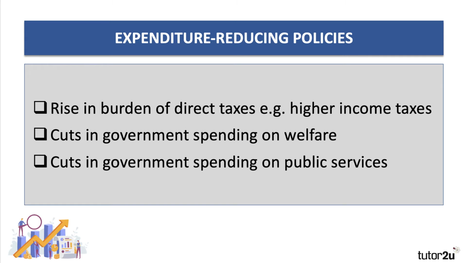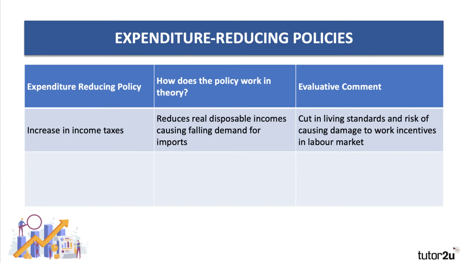So examples of expenditure reducing policies, by the way, they're also known as deflationary policies, would include a rise in the burden of direct taxes, cuts in government spending on welfare, and also maybe cuts in government spending on public services. Now, in theory, expenditure reducing policies do help to reduce the trade deficit. I mean, deflating demand, deflating the economy, will depress the demand for imports. Higher income taxes, for example, cuts real disposable incomes. People spend less overall, and they spend less on imports as well.